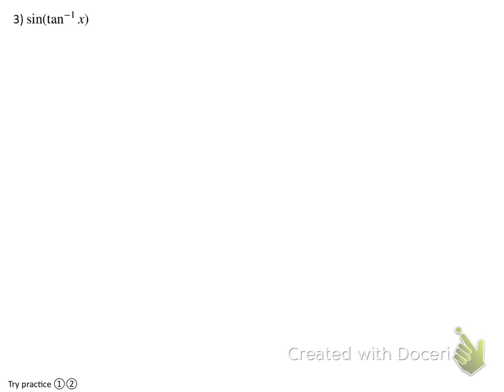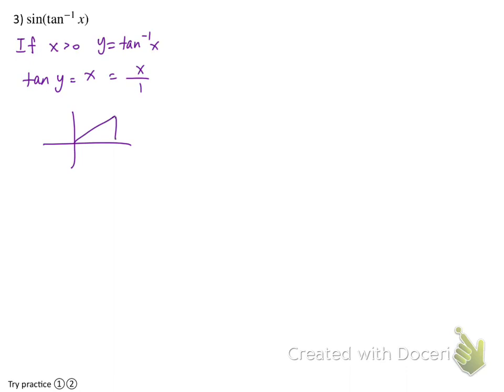We just discuss the two cases, starting from the positive. If x is positive, well, our y will be tan inverse of x anyway, and that means tan of y equals x, or I need two sides, x over 1. When it's positive, we are in quadrant 1.